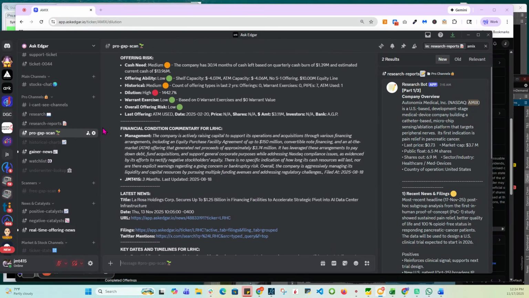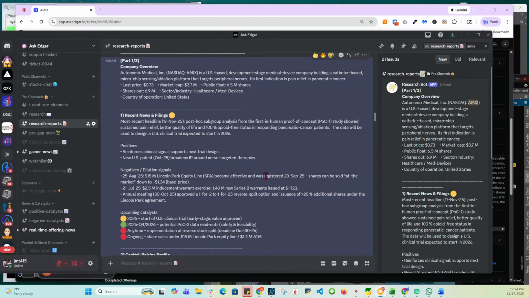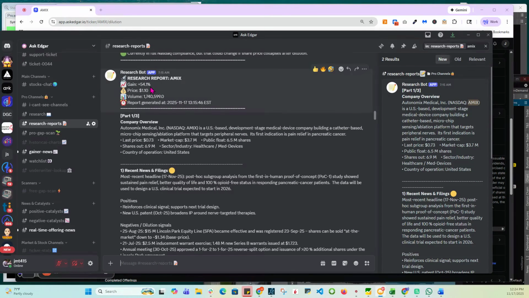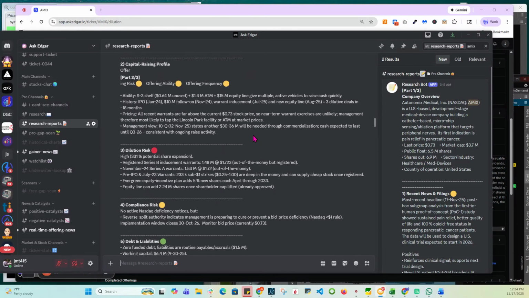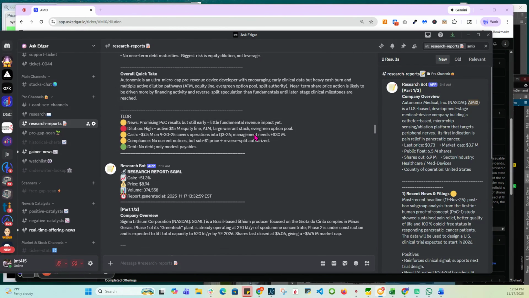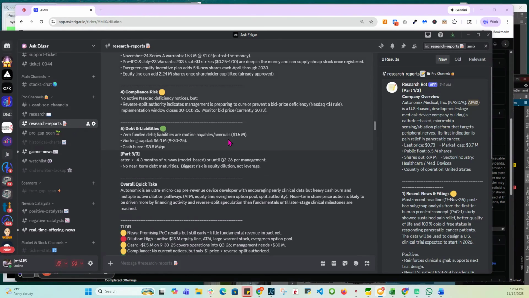And if you are the type of trader that isn't trading everything that moves, but you like to more meticulously plan out your trades, research reports is probably better for that. This offers more in-depth analysis. As you can see here with this example, it gives more descriptive information. This can be useful as well if you just want quick info, with the TLDR at the end. The other thing to note is that this will only alert a ticker that's up over 50% on the day. So Pro Gap Scan 25%, research reports 50%.